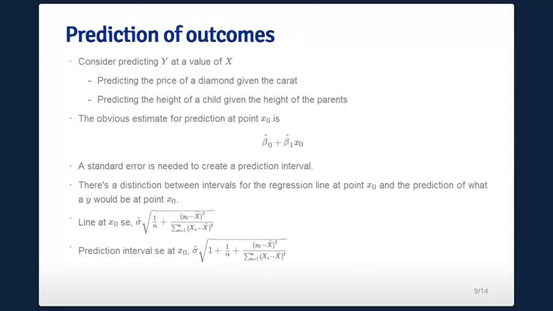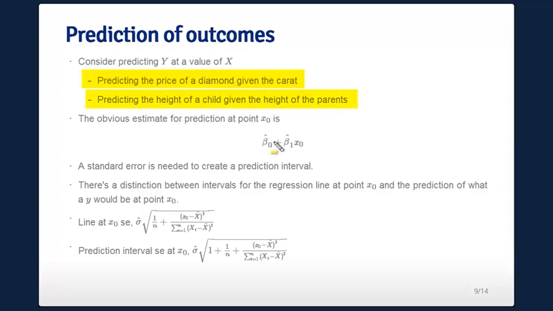Let's consider predicting a value of y at x, but doing it in an inferential way, not just giving a prediction. You already know how to get a prediction. As an example, from the two examples we've covered, we might want to predict the price of a diamond given the mass, or we might want to predict the height of the child given the height of the parents.